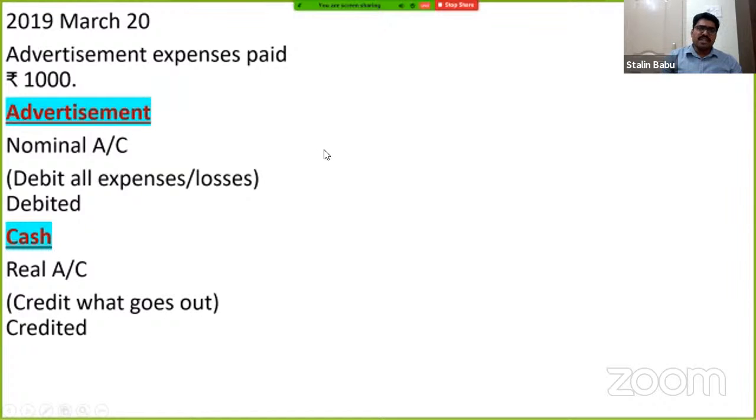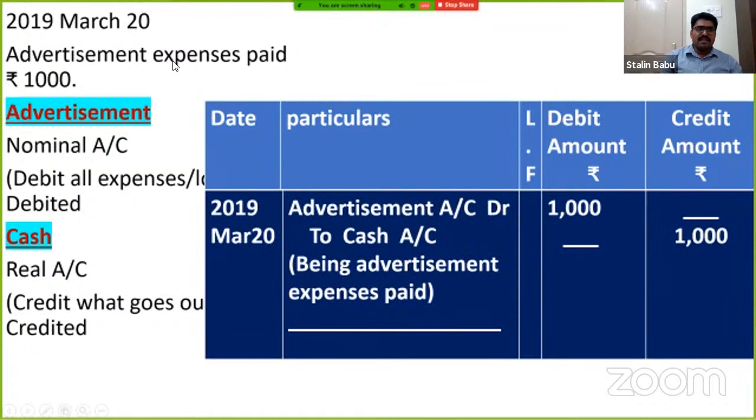Now post in the journal book. What is the date? March 20th. Advertisement account debit to cash account. Being advertisement expenses paid. What is the amount? 1,000. Write 1,000 in debit amount column against debit account. Write 1,000 in credit amount column against credit account, and make a line under the narration.